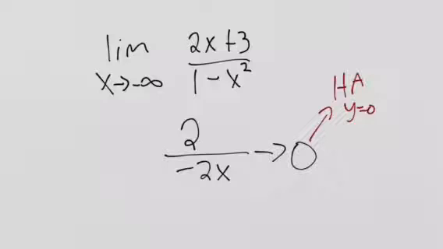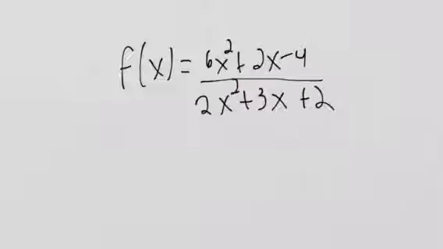So the degree on top here is 1 versus the degree on bottom is 2. If there's a bigger degree on bottom than on top, then the HA is just 0. So this limit is going to approach 0. Again, review your horizontal asymptote rules.